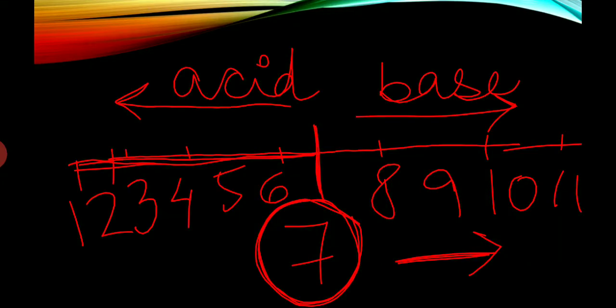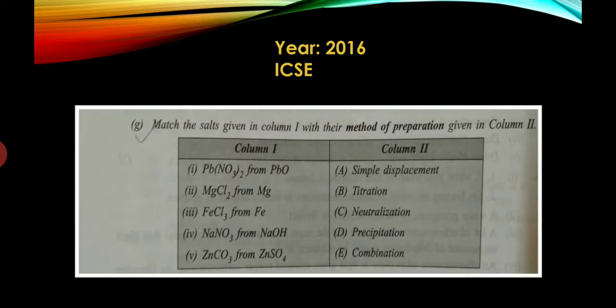Now, the next question is from the year 2016. See the question. This is a match the following question. In column 1, the salts are given, and in column 2, the methods of preparation of those salts are given.